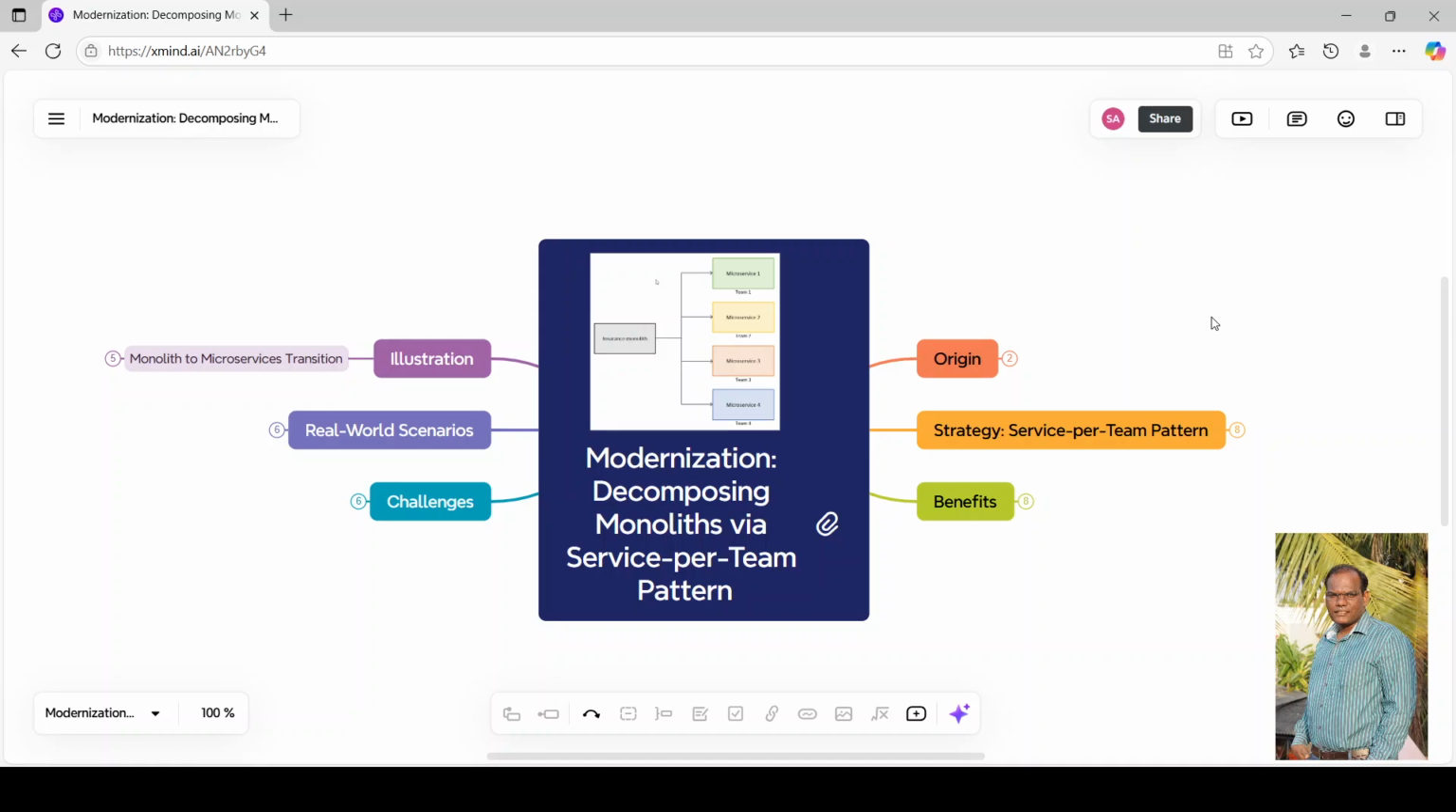Hello everyone. Ever struggled with a huge, messy legacy system and always wanted faster innovation, better team ownership, and clean code boundaries? Today, let's dive into one of the most practical patterns in modern software architecture that's called service per team architecture. I'll walk you through what it is, why it works, and towards the end, we'll discuss three real world success stories that have benefited using this service per team pattern.